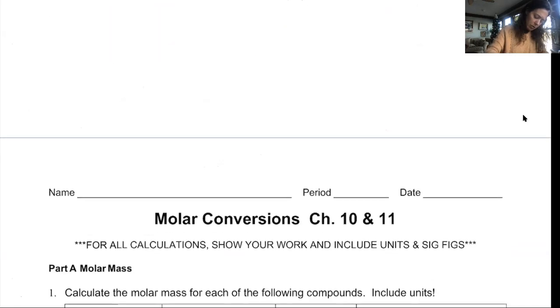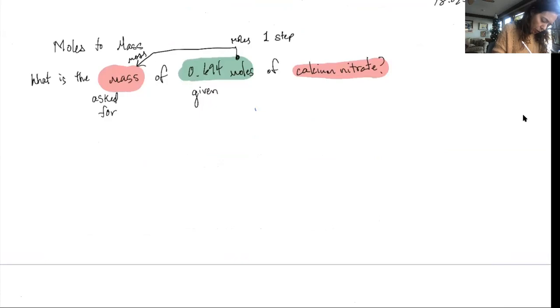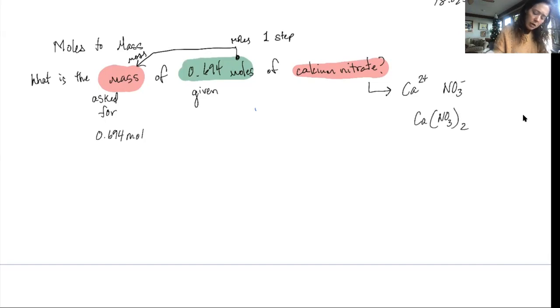All right, let's go back down here. Let's start with what we're given, 0.694. You should pause, do your work, come back, unless you have no idea what to do. I'm going to start with what I'm given. And I've got to get the formula for calcium nitrate. Hopefully you realize that's calcium, that's nitrate, and that is calcium nitrate.